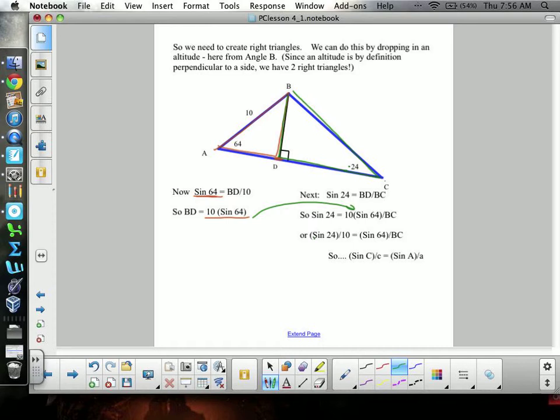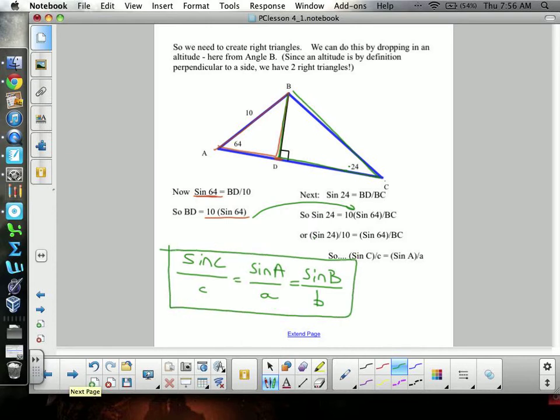So essentially what we've done is set up a proportion. Sine of C over C equals the sine of A over A. And if I redid this and dropped in the altitude from A or the altitude from C, I would also get sine B over B. And that is the law of sines. The law of sines is a proportion law. This proportion always exists.